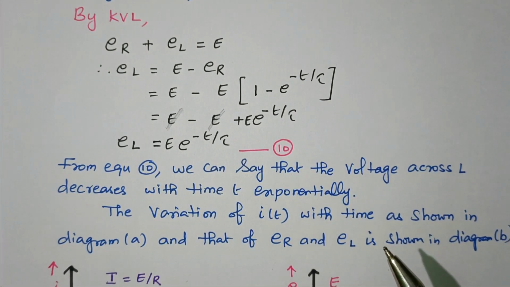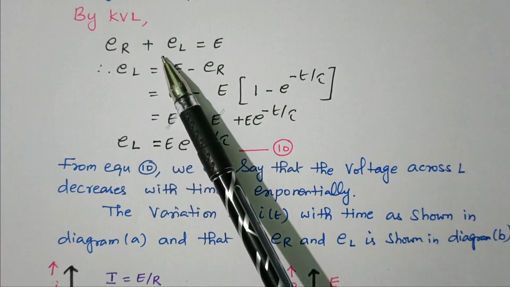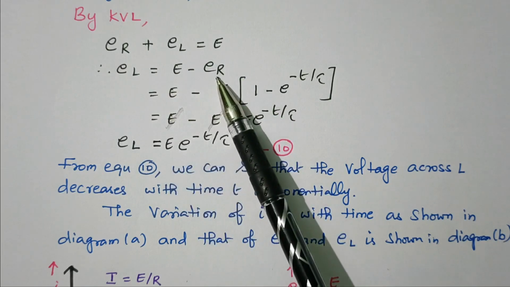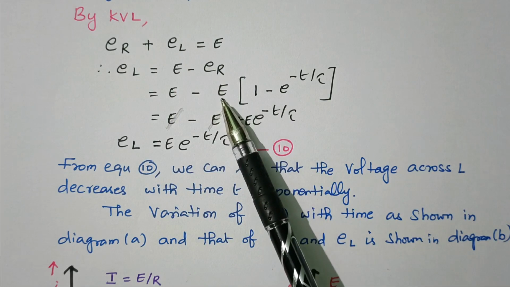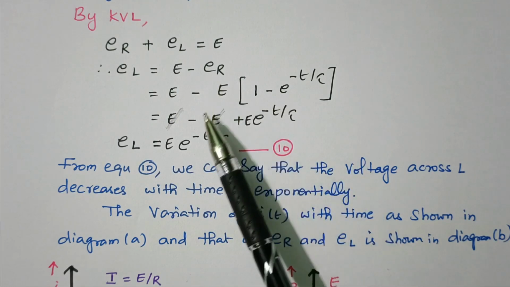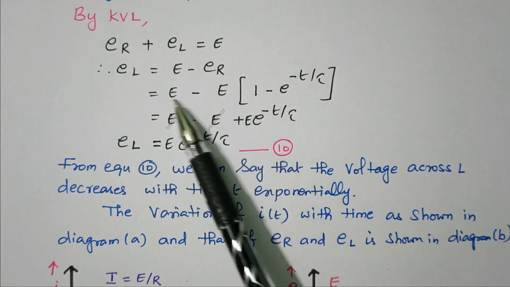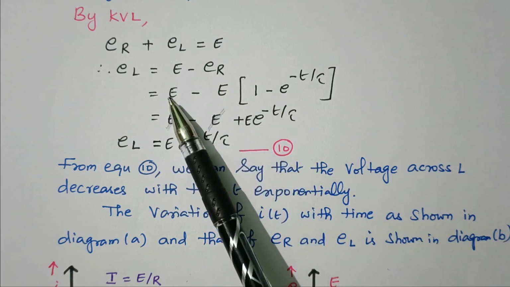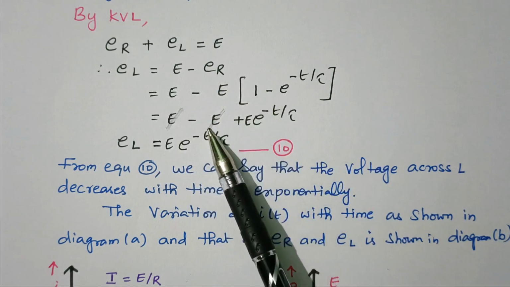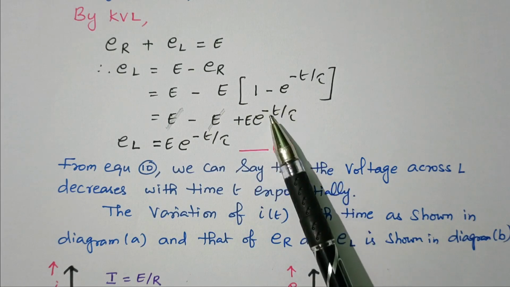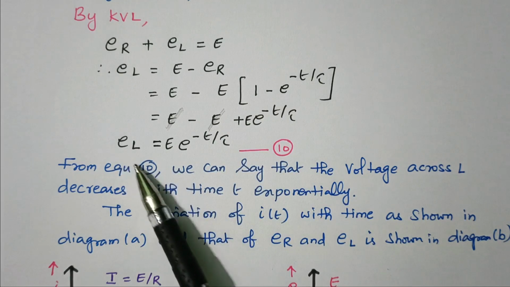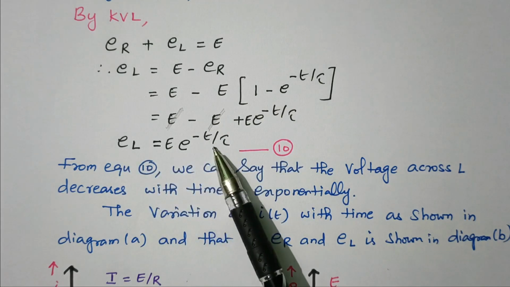So by using Kirchhoff's voltage law, ER plus EL equal to E, we already discussed. So EL equal to E minus ER. The ER is already calculated, E into 1 minus e power minus t by tau, voltage across the resistor. Thus E is commonly available, so we can cancel. This is multiplied inside, E minus E plus E into e power minus t by tau. This E got cancelled. So only we have EL equal to E e power minus t by tau.